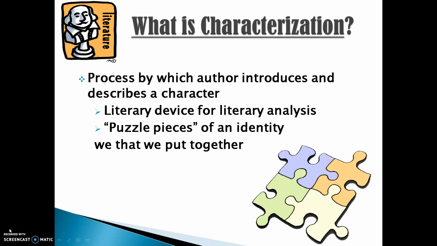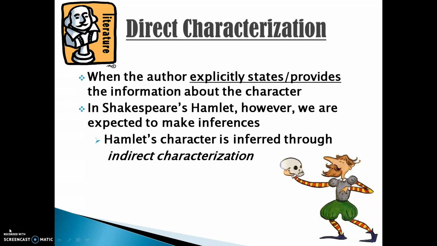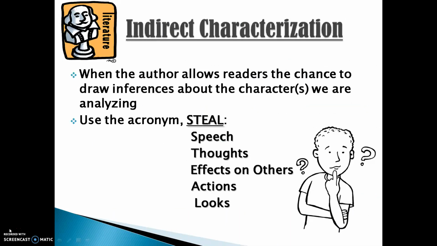So the character can be described directly by the author or indirectly through the actions, thoughts, and speech of the character. Direct characterization refers to when the author explicitly states and provides the information about the character. In Shakespeare's Hamlet, though, we're expected to make a lot of inferences. There isn't any explicit information that Shakespeare directly provides for us. So in this case, Hamlet's character is inferred through indirect characterization, and there's an acronym that we will be using.